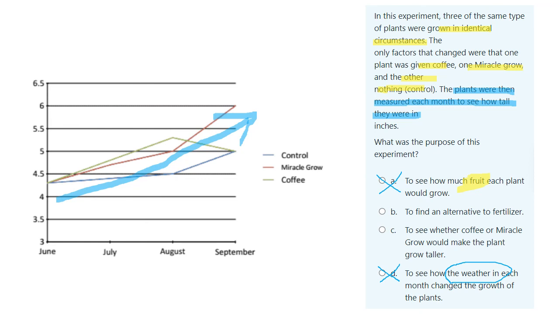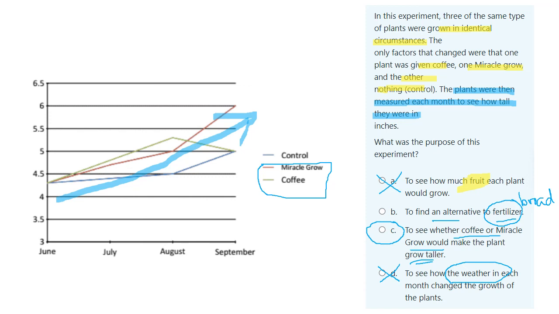To find an alternative to fertilizer, so something that can be used instead of fertilizer, or to see whether coffee or Miracle-Gro could make the plant grow taller. Now, fertilizer is a little bit too broad. We don't know. We're not looking at all fertilizers. We're not looking at all alternatives. We're only looking at two things. We're looking at the Miracle-Gro and we're looking at the coffee. So the purpose of this experiment is to compare Miracle-Gro and coffee and see which one makes the plant grow taller. So the correct answer is C.